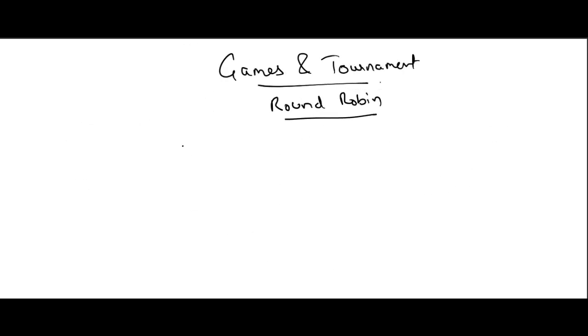Discuss the round robin stage. Round robin, the basic definition, or in layman terms we can say league stage. That means a team will play against each other exactly once. Let's say if there are 5 teams, all the 5 teams will play against each other exactly once. So we have team number 1, 2, 3, 4 and 5.